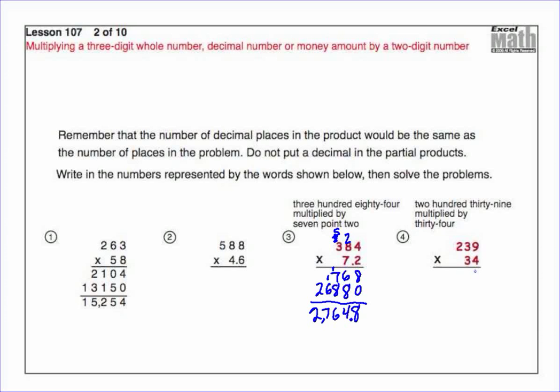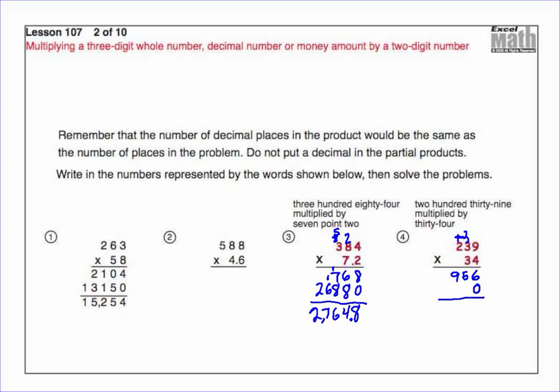Number 4, you should have already done this one, but 9 times 4 is 36. Carry the 3. 3 times 4 is 12. 12 plus 3 is 15. Carry the 1. 2 times 4 is 8. Plus 1 is 9. Put down the 0.